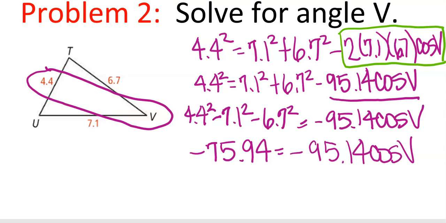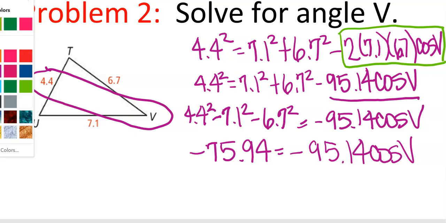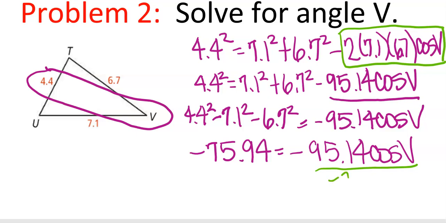If I am trying to isolate this cosine V, how would I get the negative 95.14 to the other side? Divide. And that's the key. The place where most people go wrong is that they want to add 95 to the other side. It's division because it's a product there. So I'm dividing by 95.14. Also the negative in there.